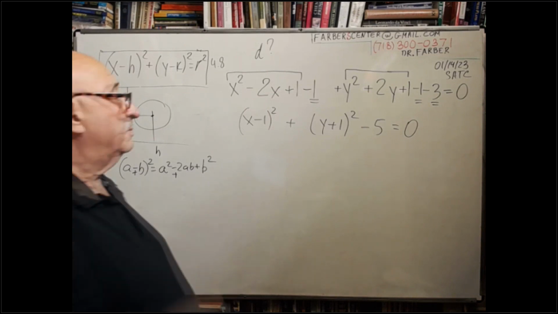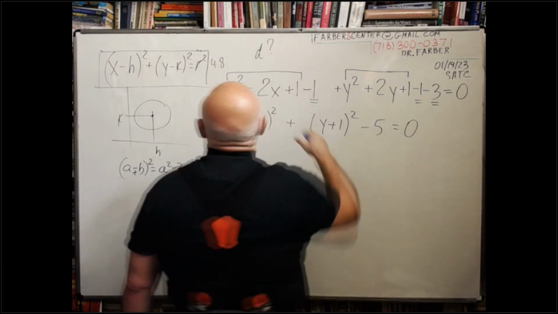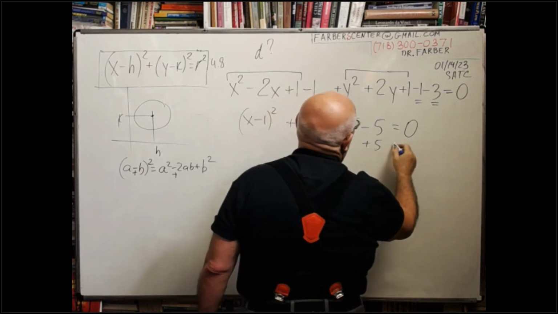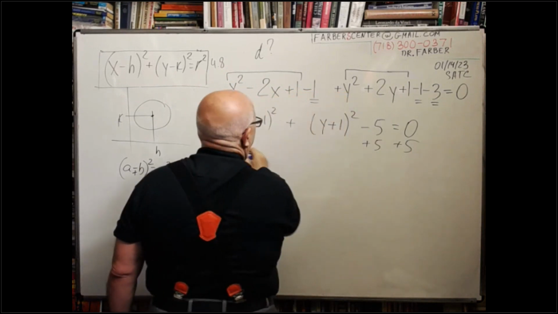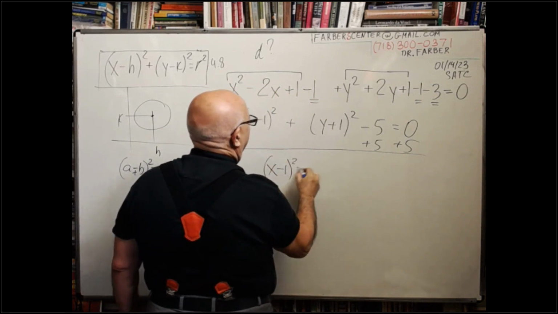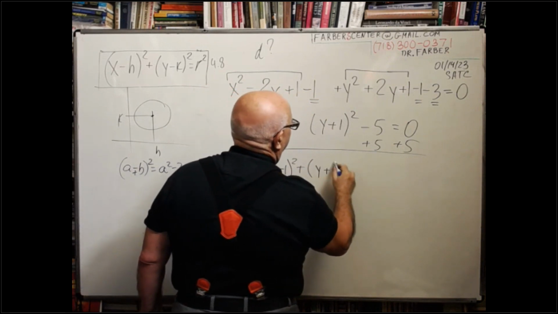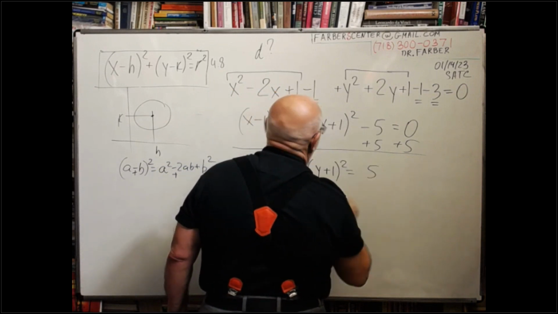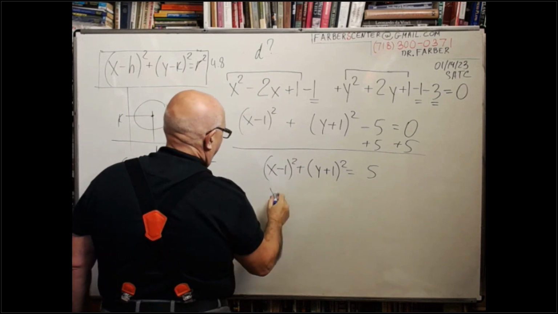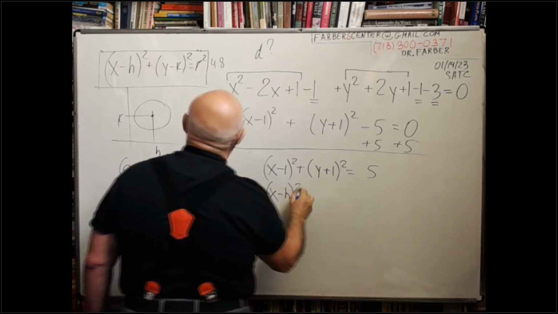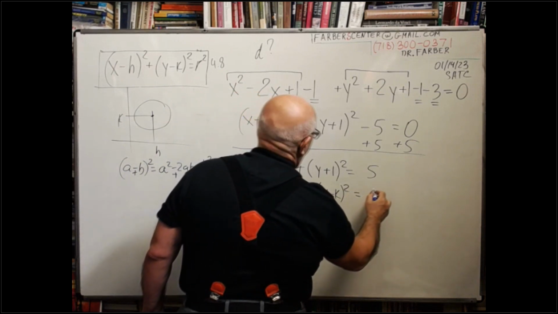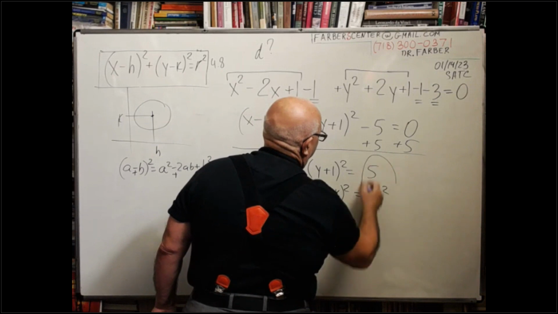Hands down. Now, remember, the right part is supposed to be some value. Add 5 and add 5. After that, I can override this. (x minus 1) to the second plus (y plus 1) to the second equals 5. If I select Control C, Control V, this over there, I'll have (x minus h) to the second plus (y minus k) to the second equals r to the second. Beautiful. r to the second equals 5.